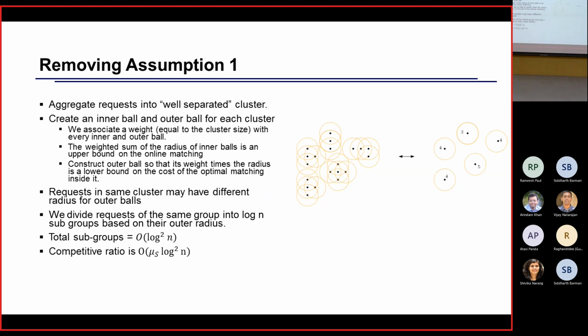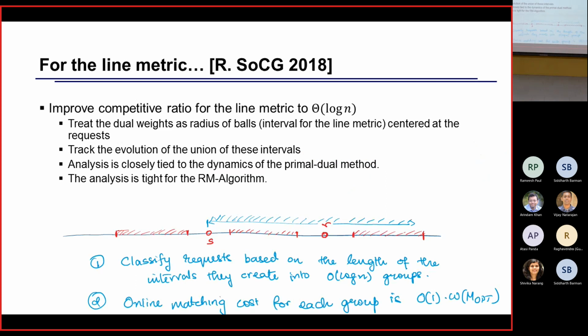And at that point, the gap was log square n versus constant. Right? Constant was the lower bound, log square n was the upper bound. So the natural question that arose was, for the line metric, can we do something smarter? Can we use the specific properties of points being on a line to get even better results? And this one slide gives you an overview of what we did.